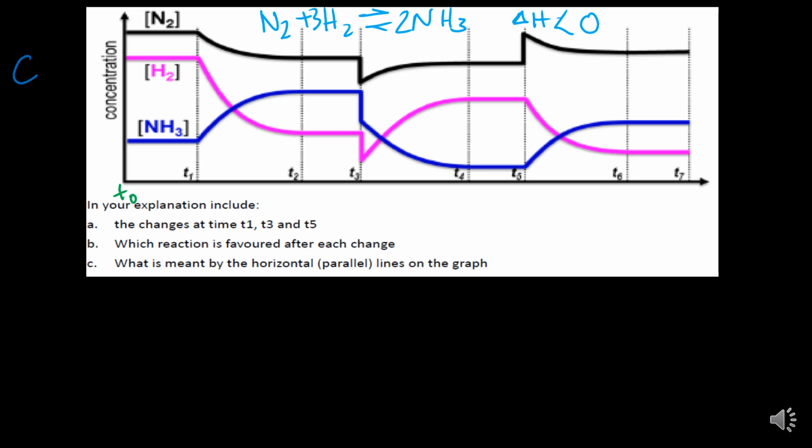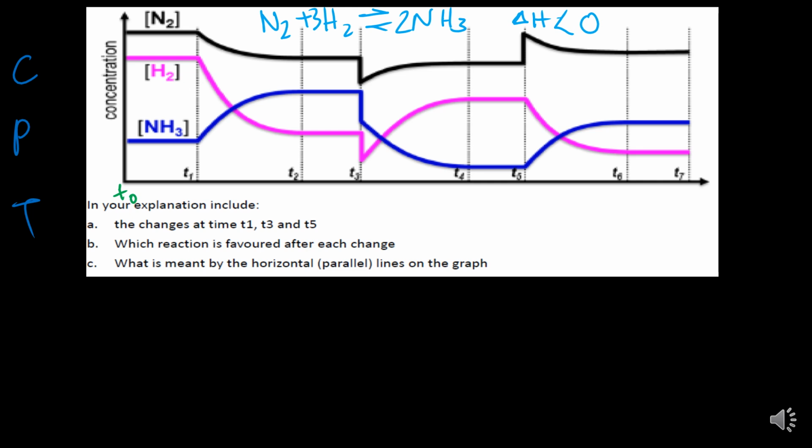These are the changes that can happen, or rather the factors that can disturb the equilibrium. So these are the factors that we're going to deal with, which are concentration, C, pressure, P, and temperature, T, right? Then, what I want us to look at is, how do you know which one happened where?